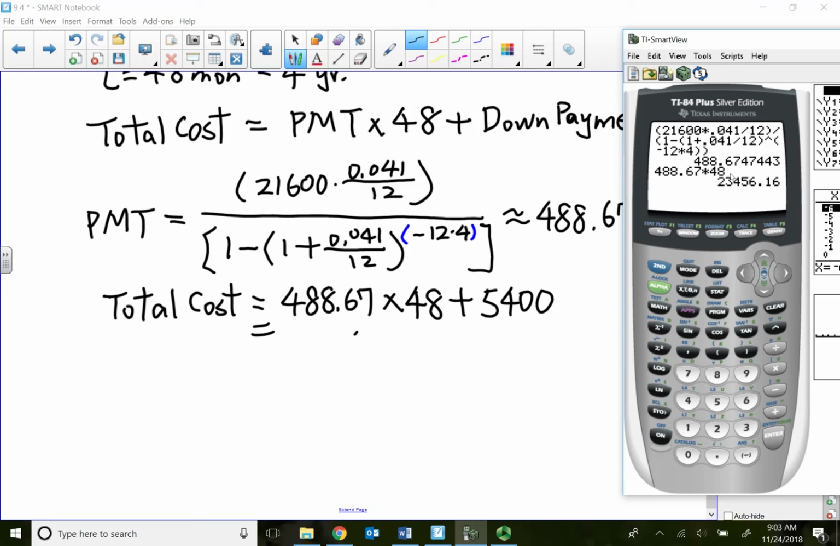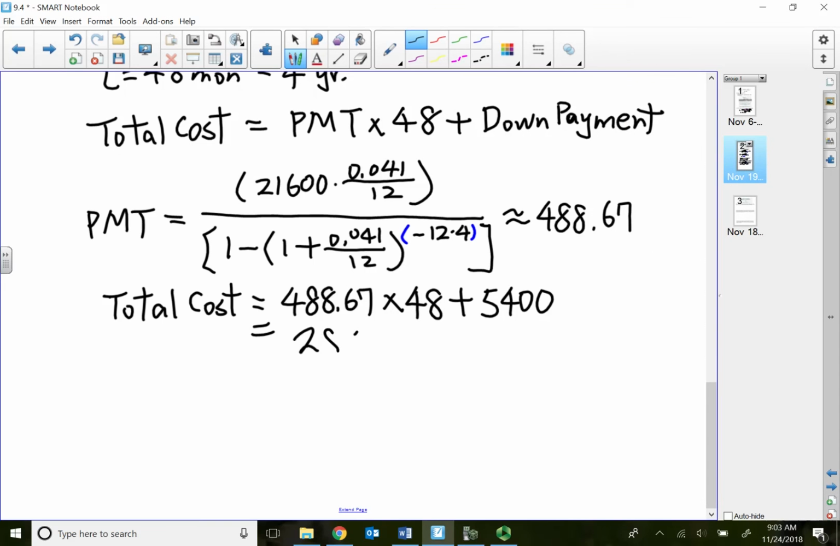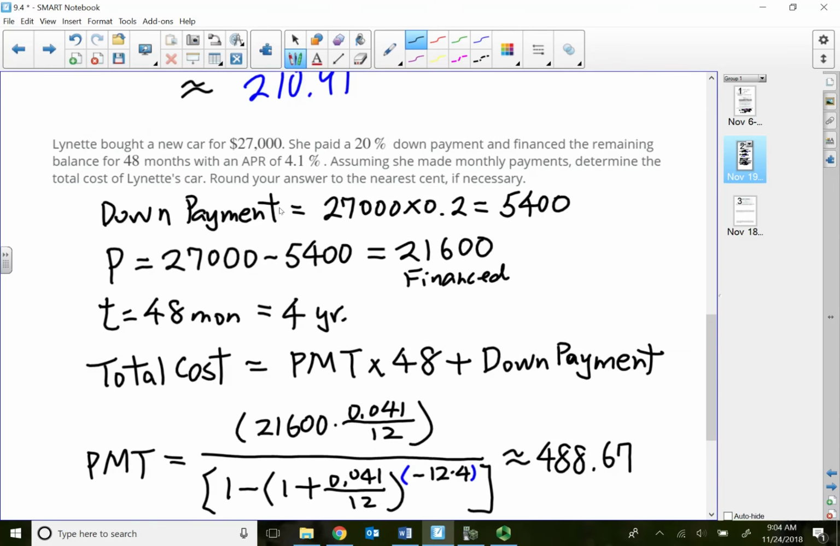$23,456.16. Once she paid all that, she had paid off the car. Now, as far as how much money she actually spent on the car, we need to add back the down payment, because she actually spent a down payment in order to get the 4.1% APR financing. So if you add the down payment back, she has spent a total of $28,856.16. That will be the total amount of money she spent on the car. That's how you figure out this particular example.